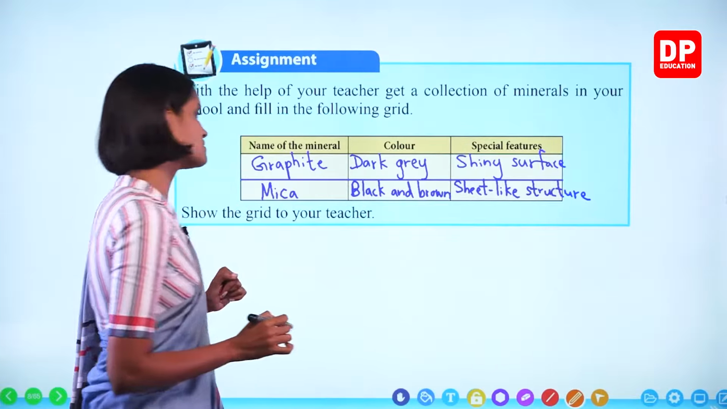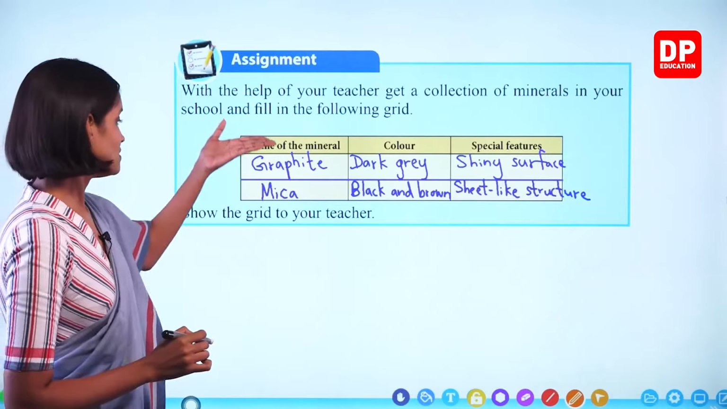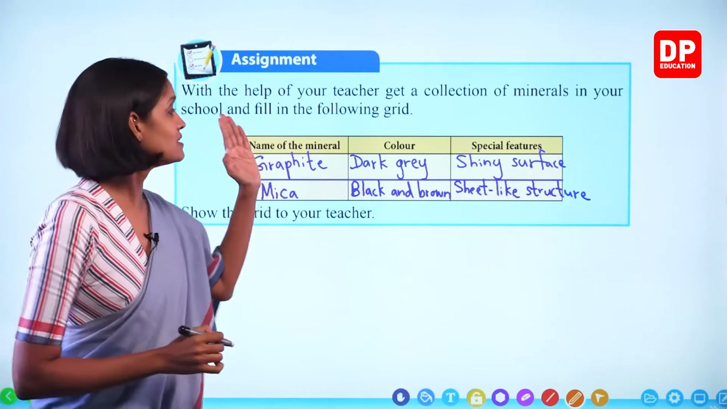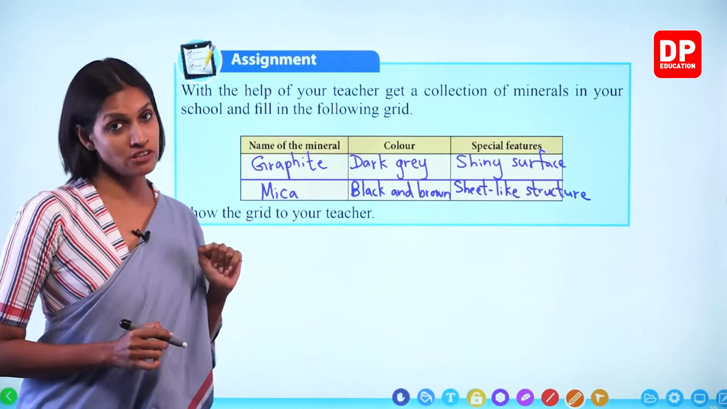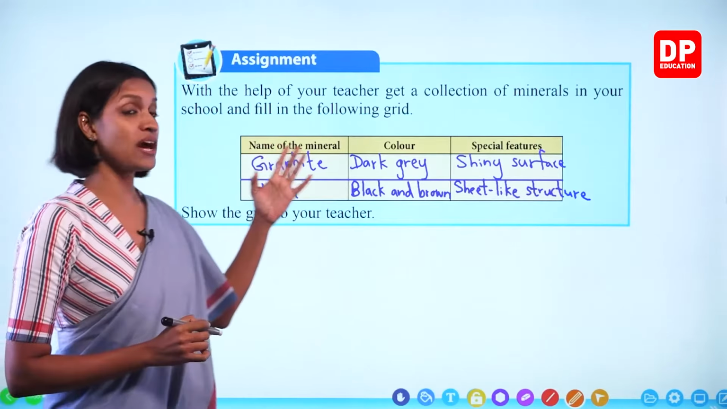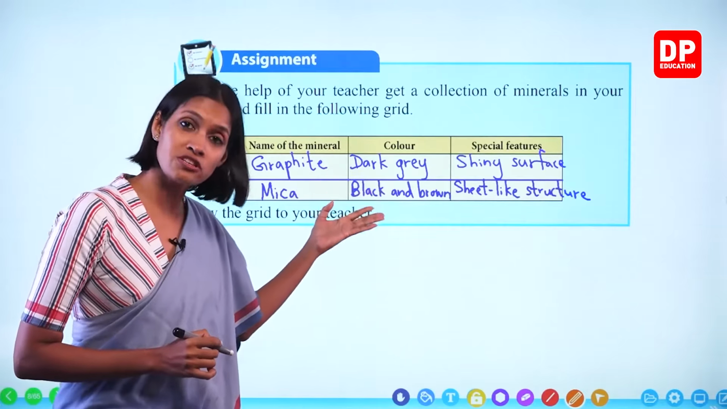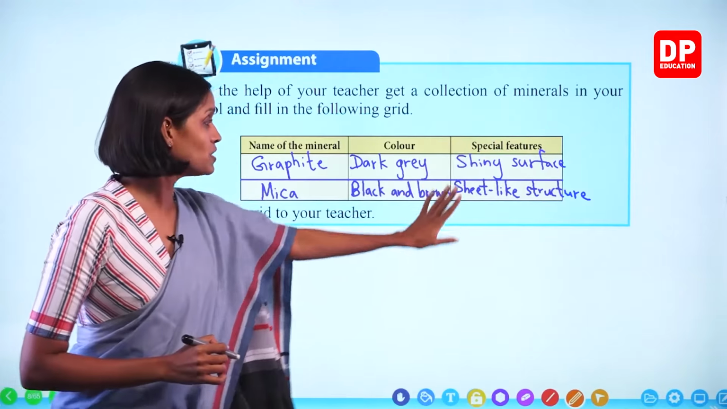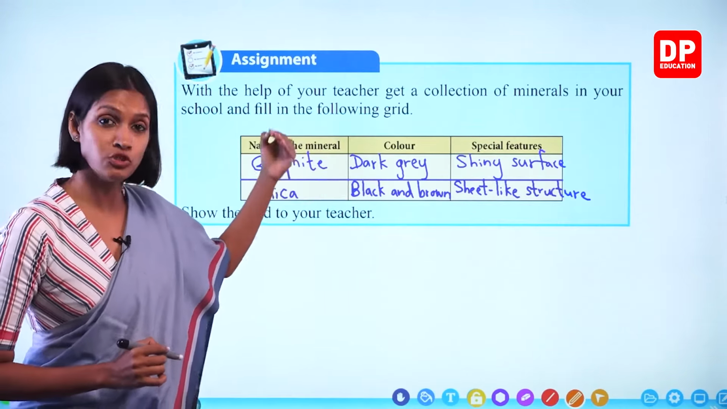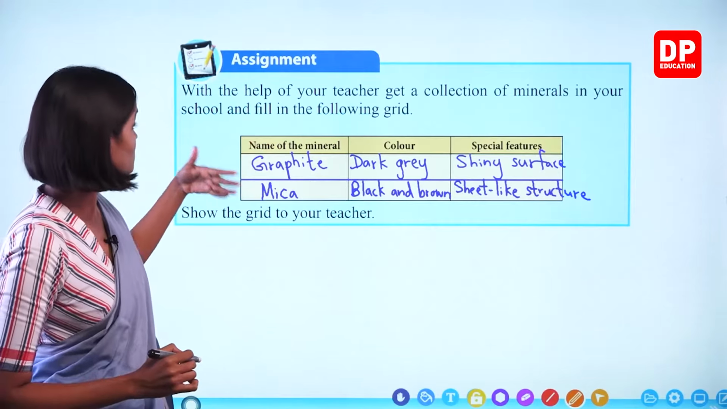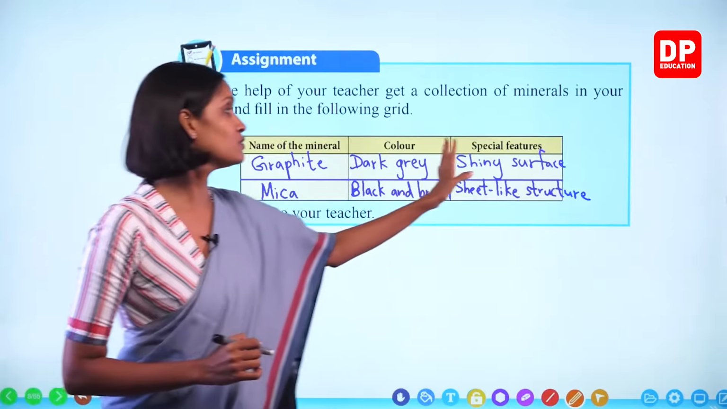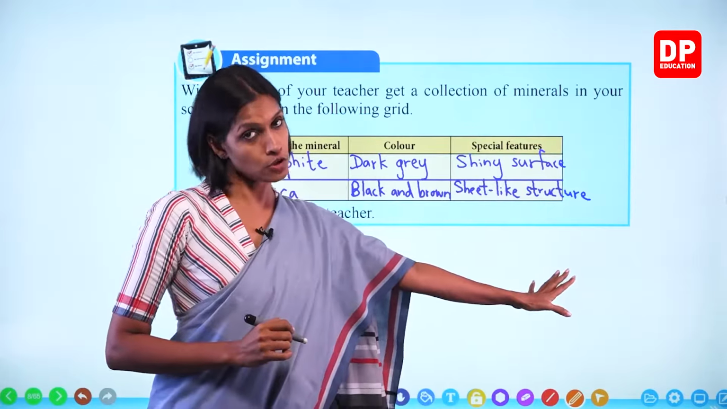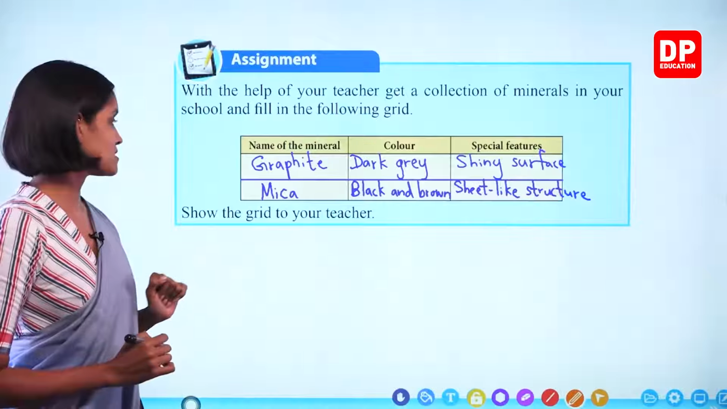Right, children? So you can observe the other minerals, and in the same way you can write the special features. There in the lab I explained some of the uses of these minerals as well. Therefore, even when you do this activity, if you know the uses for which these minerals are used, you can include that also as a column. Okay, children? We'll move on to the next.